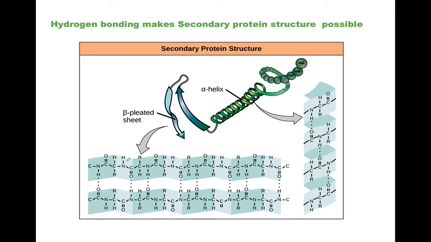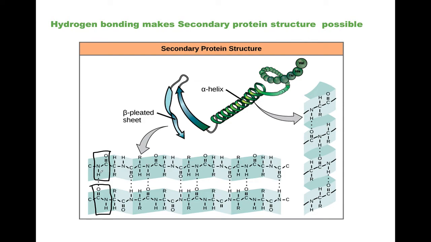So if we were going to look at a polypeptide, if we were going to look at a peptide bond, this is a peptide bond, and also this is a peptide bond. So how does alpha helix or beta pleated sheet work? In this case, we're looking at a beta pleated sheet.